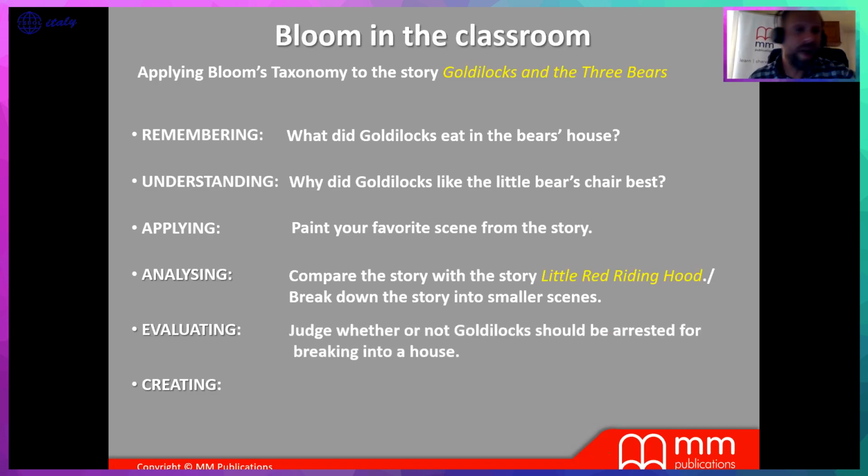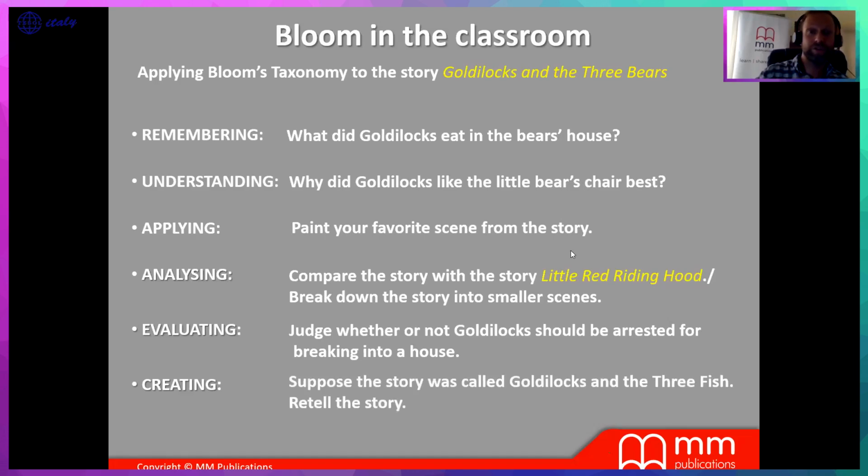Evaluating, judge whether or not Goldilocks should be arrested for breaking into the house. Now, this is something which is very connected, because you can extract a value from this story. What is the moral of this story, if we are to transfer it to what is the case and what we are familiar with right now? Exactly, Maria. Is there a moral to the story? That is the evaluation. Creating, what would you do in a similar situation? Or a stranger entering your house or your country, what would be the case?